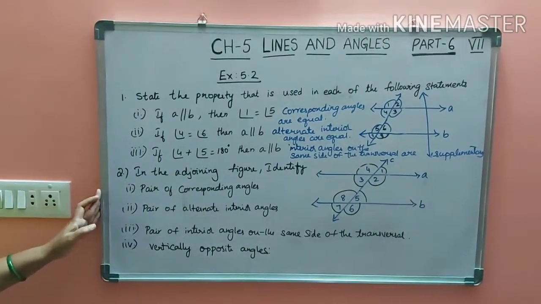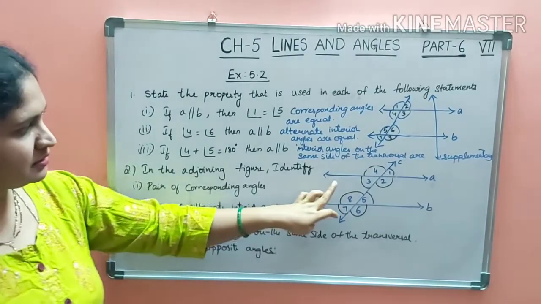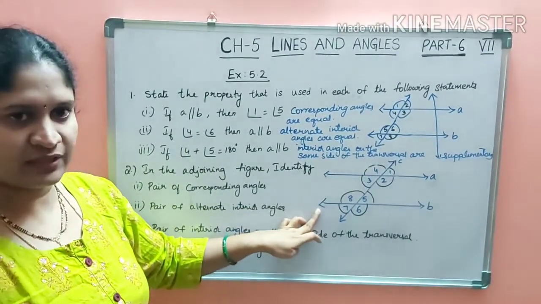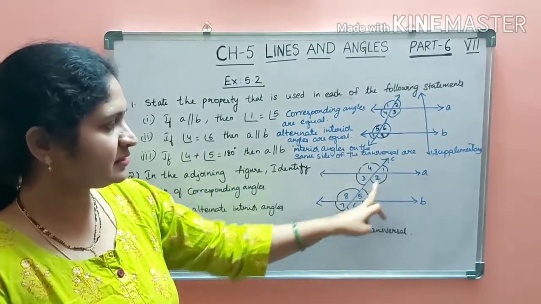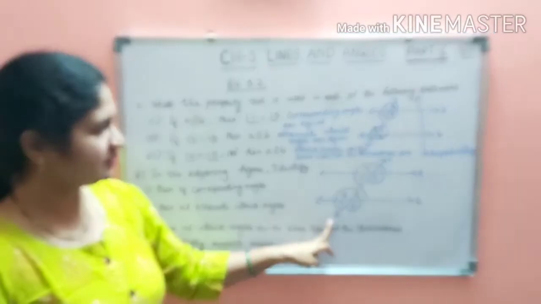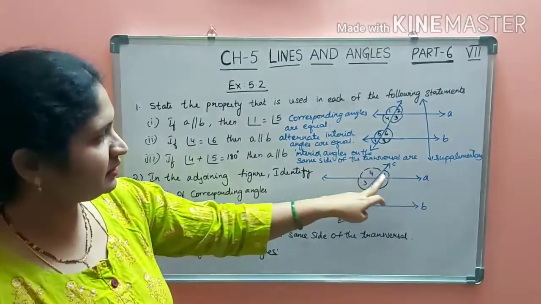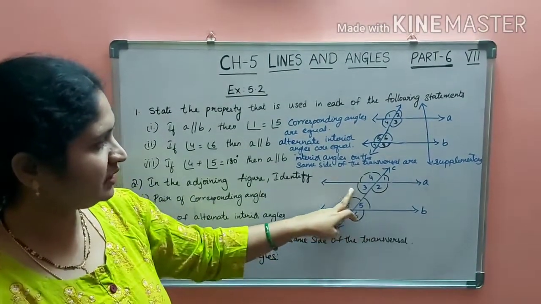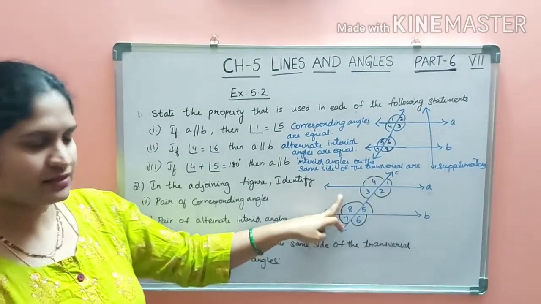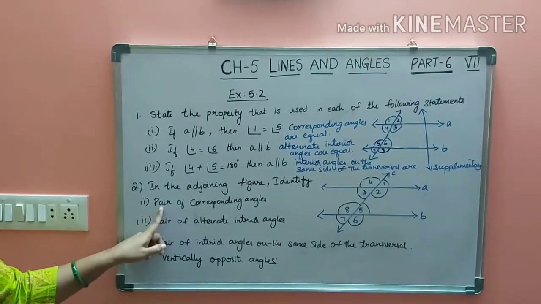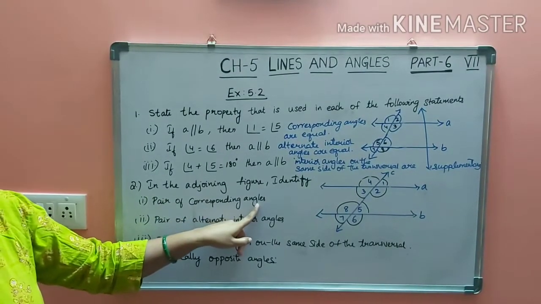Coming to second problem. In the adjoining figure, identify. See children, this is the figure they have given in the textbook. A is parallel to B and C is the transversal for the two parallel lines. So again 8 angles are forming here. See children, they have given angle 1, 2, 3, 4, 5, 6, 7, 8. This is clear. Now what are they asking? Identify the pair of corresponding angles.